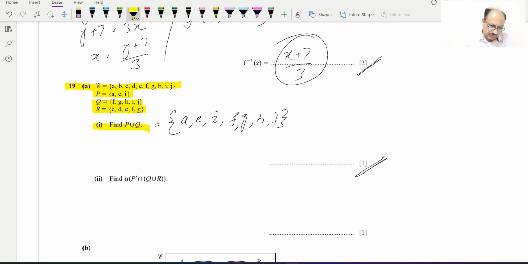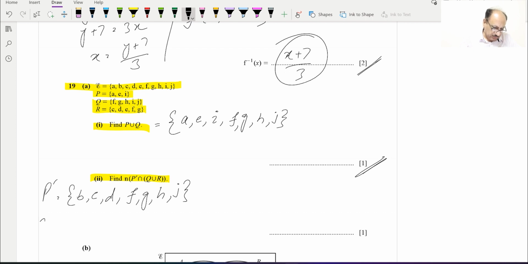And the second part says find n of (P complement intersection (Q union R)). So first of all we can write P complement, and the P complement will be the members of P removed from the universal set, and the remaining members will be B, C, D, F, G, H, and J. So this is basically P complement.